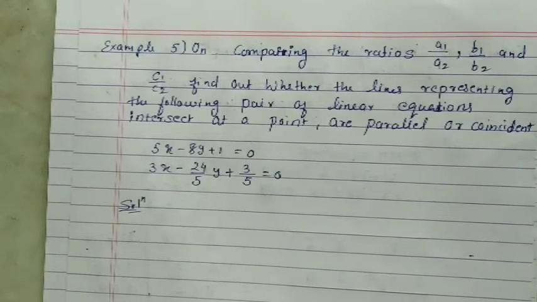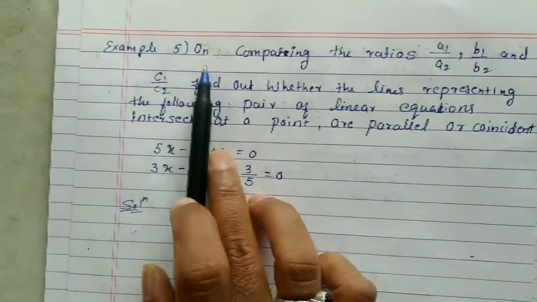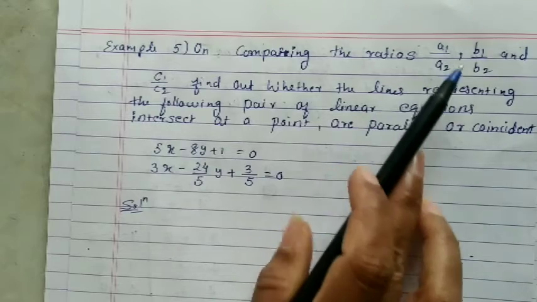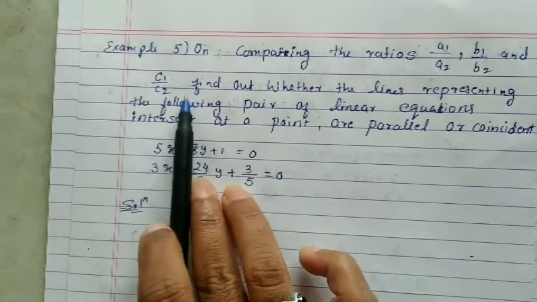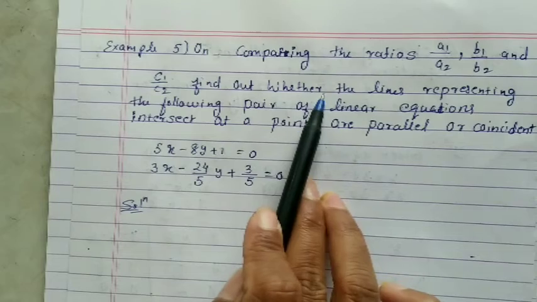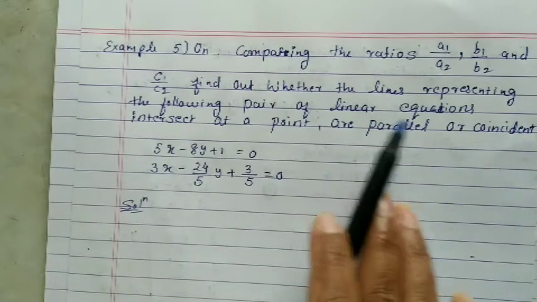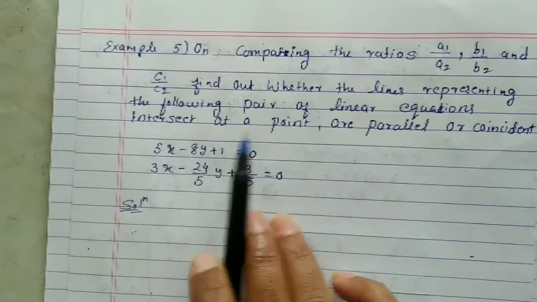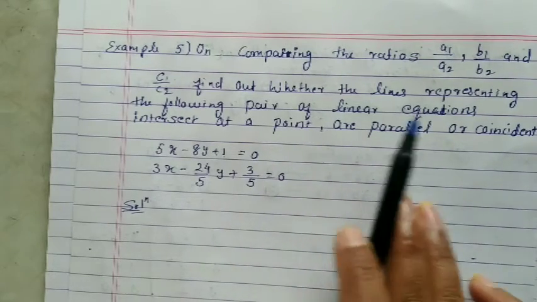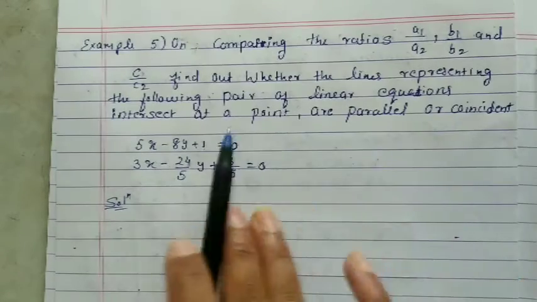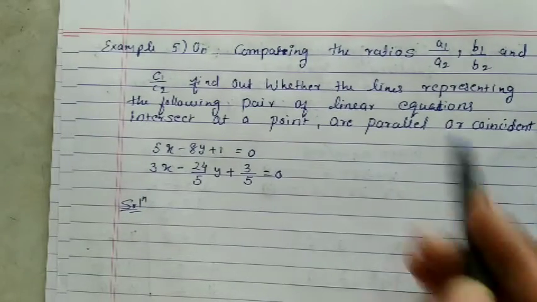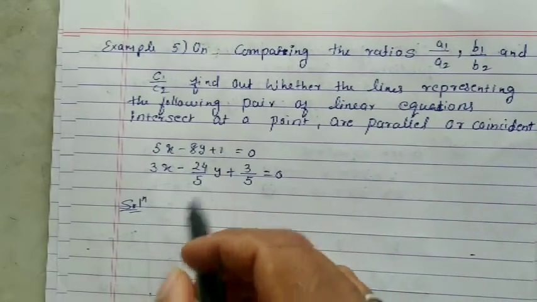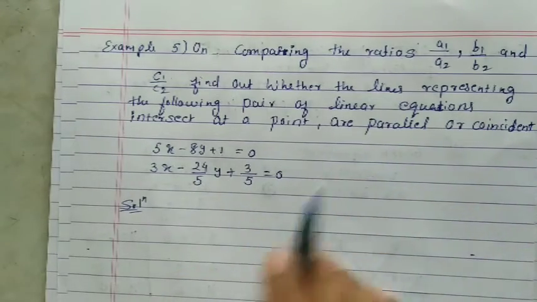Let us see one more example where we are going to compare the ratios of a given pair of linear equations and their relation with the graph. So here is the example on comparing the ratios a1 upon a2, b1 upon b2 and c1 upon c2. Find out whether the lines representing the following pair of linear equations intersect at a point, or are parallel, or coincident. So in these three types of graphs, which equation represents which graph, that we have to find by comparing these ratios.